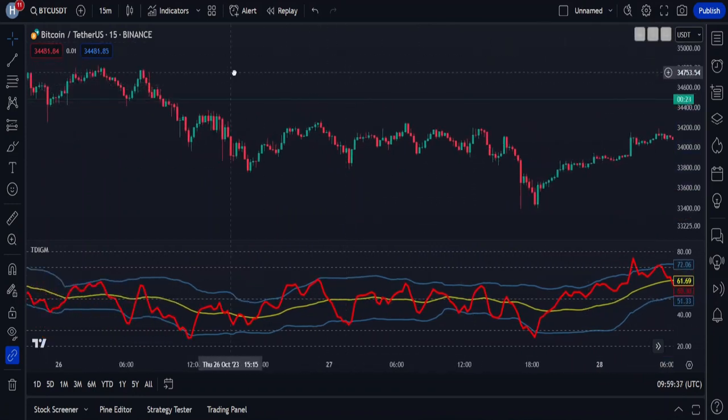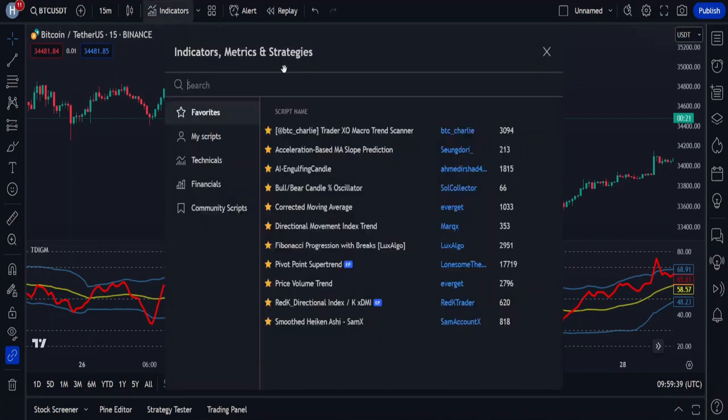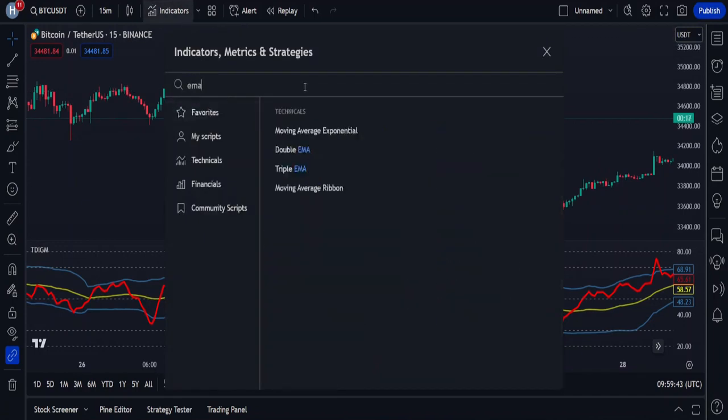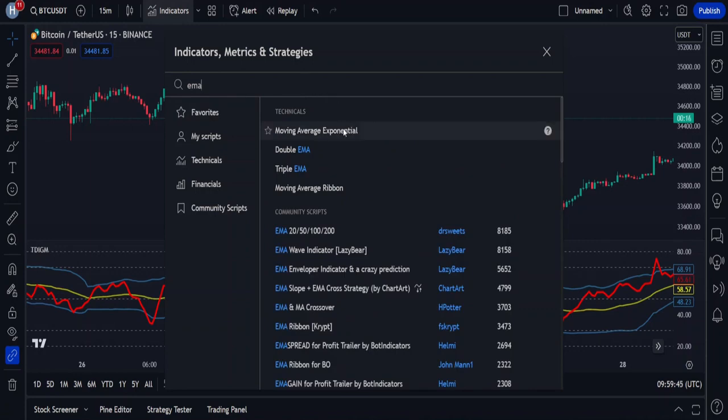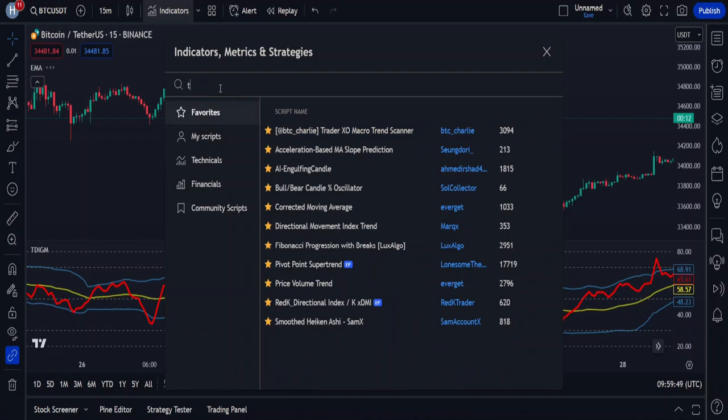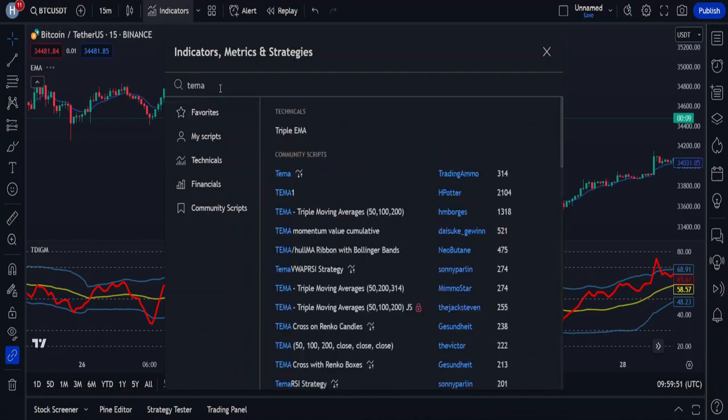So let's open the indicators table. The first indicator that we will be adding is the exponential moving average. So I will search for the EMA indicator and add it to the chart. The second indicator that we will be adding to the chart is the triple exponential moving average, also known as the TEMA.